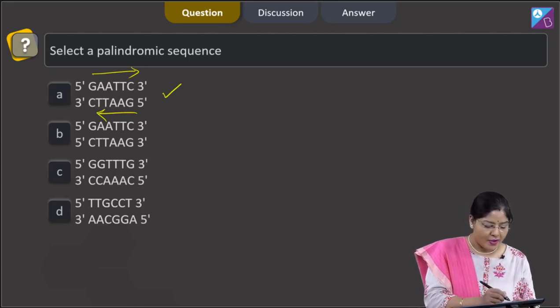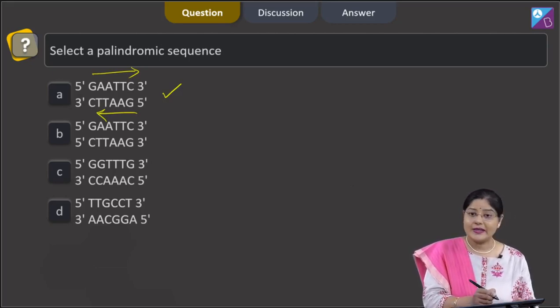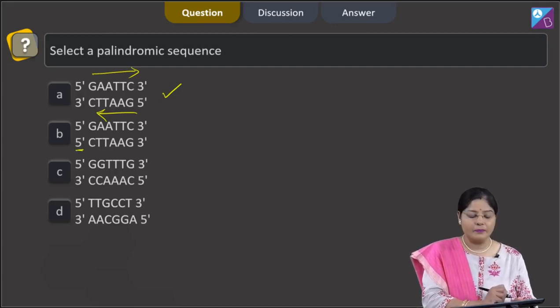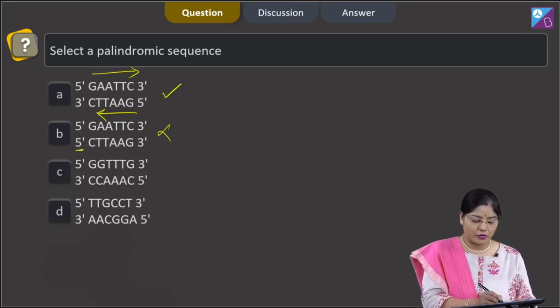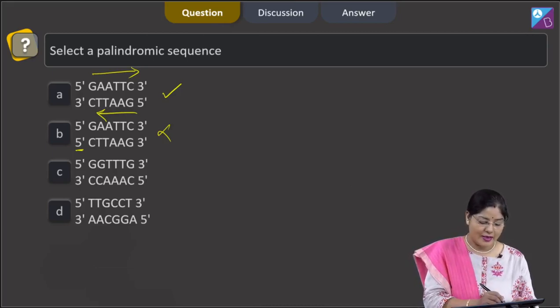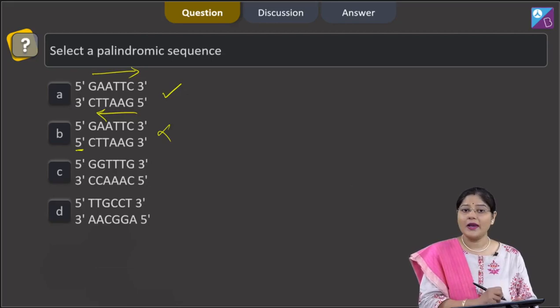Second option, 5' GAATTC 3' and here also 5' is written. In DNA, the two strands are anti-parallel. So, this cannot be a correct answer. Third option, 5' GG 3' and on the other strand, if we read in 5' to 3' direction, the reading sequence is CAAACC. So, this is not a palindrome. So, this cannot be a correct answer.